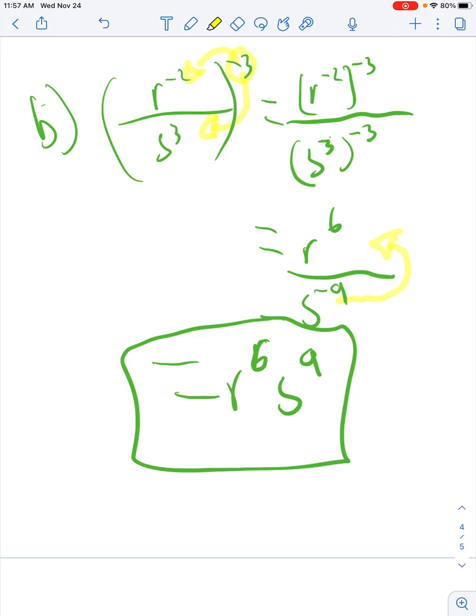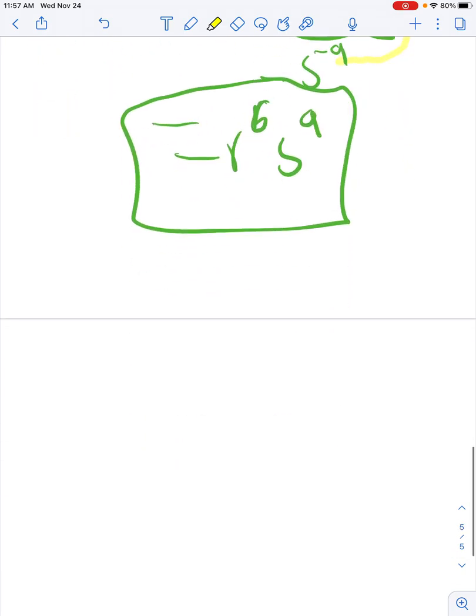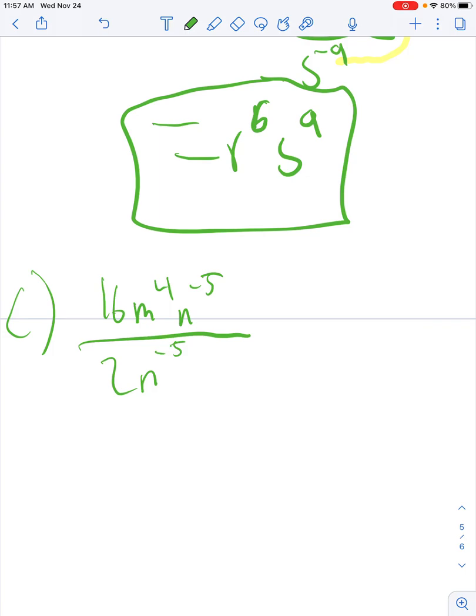All right. One last example. If we have 16 m to the 4th n to the negative 5th all over 2n to the negative 5th, I'm going to first find things that are common. I see that I have 16 and 2, and then I see that I have n with exponents. I don't have an m on the bottom, so I'm not really going to be able to do much with that. 16 divided by 2 is 8. M to the 4th stays on the top.